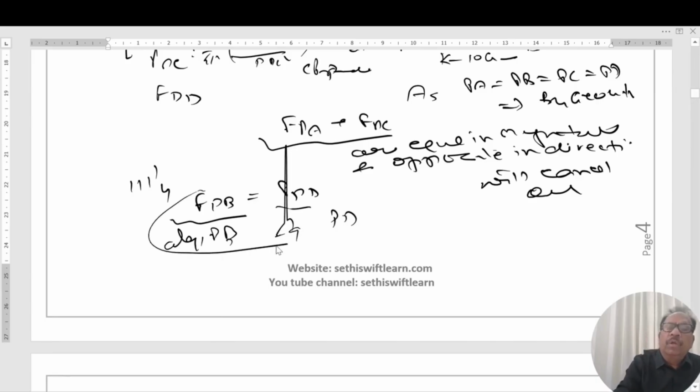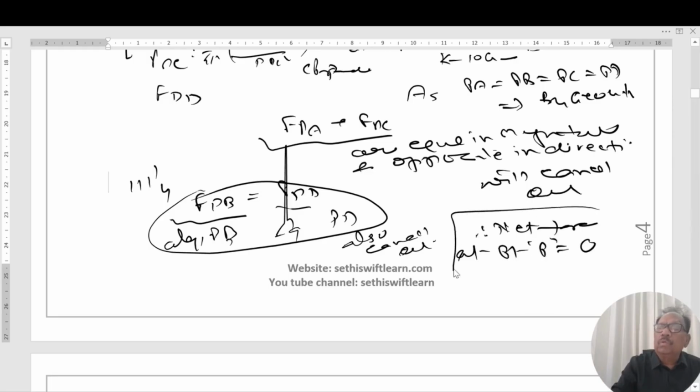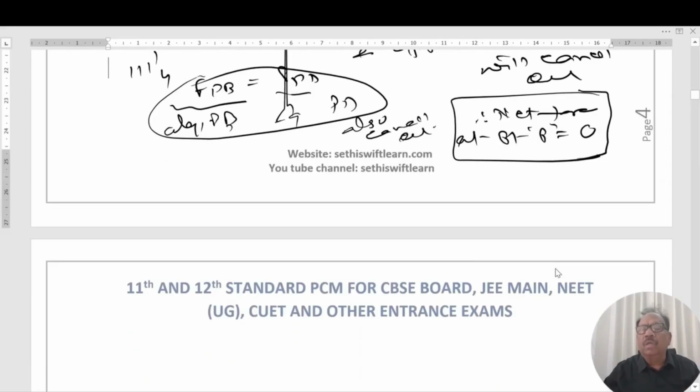Both are opposite in nature, equal in magnitude, right? Therefore, they also cancel out. Therefore, the net force at point P will be equal to 0. If they cancel out, then simply apply the law of parallelogram of forces on the net force, and the resultant will be the final answer. Right, now I will start the question on algebraic sum of charges.